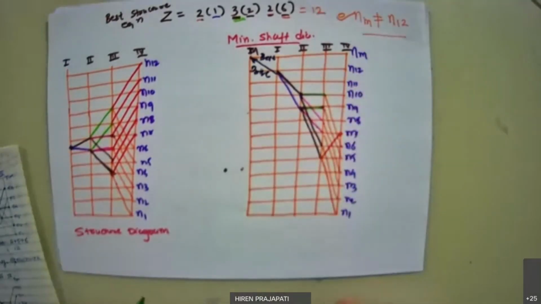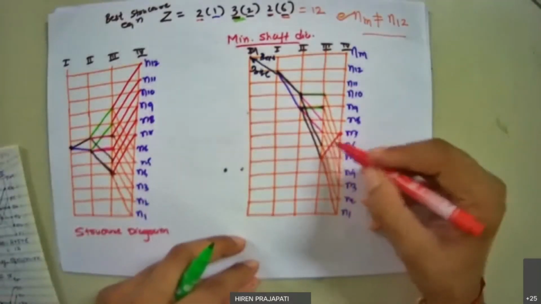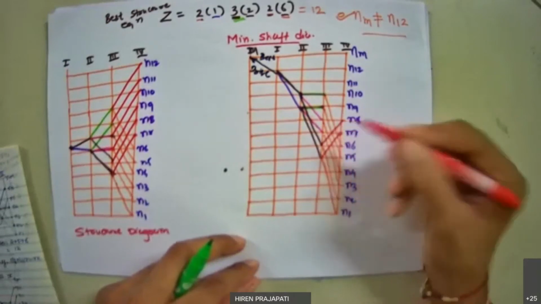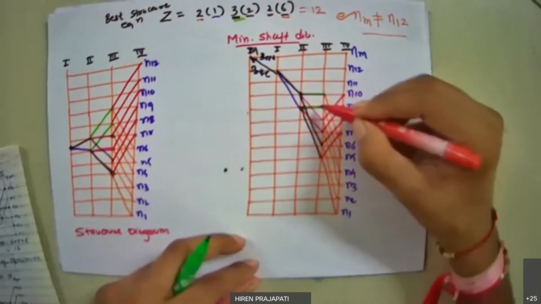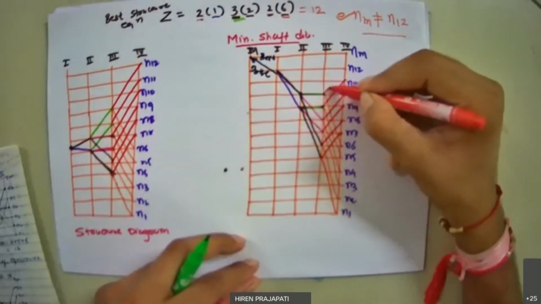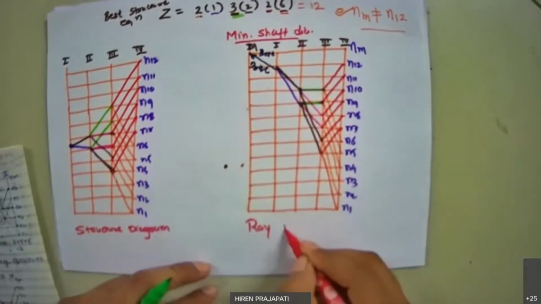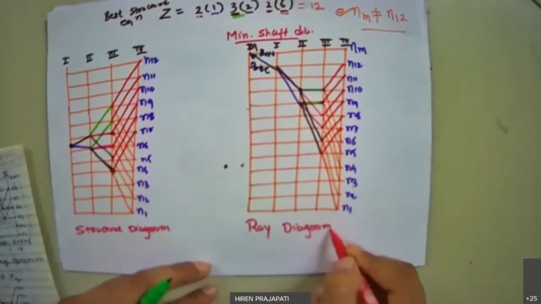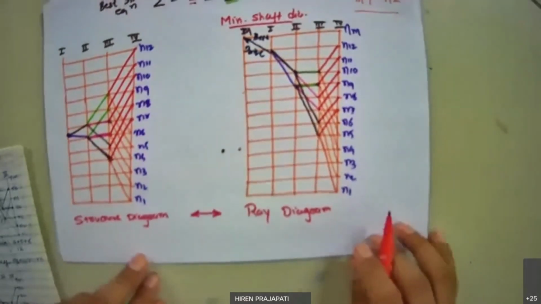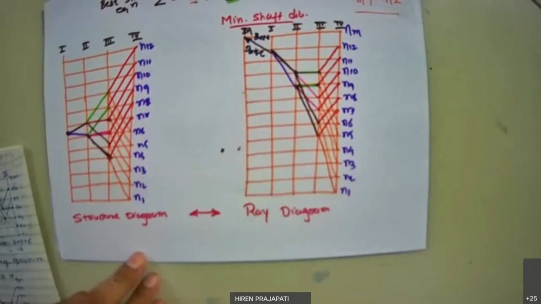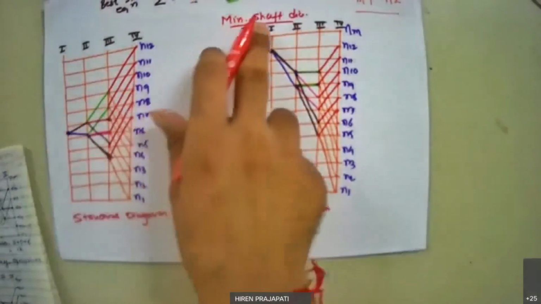Okay. Similarly now, from each node, already we have drawn this one line up. So again, from this node N8, from this node N9, from this N10, N11, and finally N12. So this is, we can say, ray diagram based on this structure diagram, right? So this is our final ray diagram. We have drawn this ray diagram based on minimum shaft diameter.